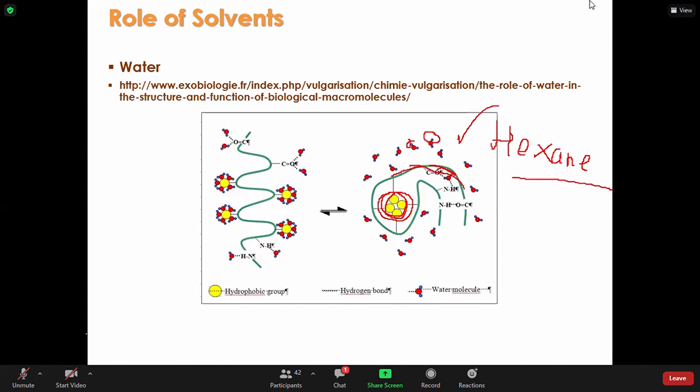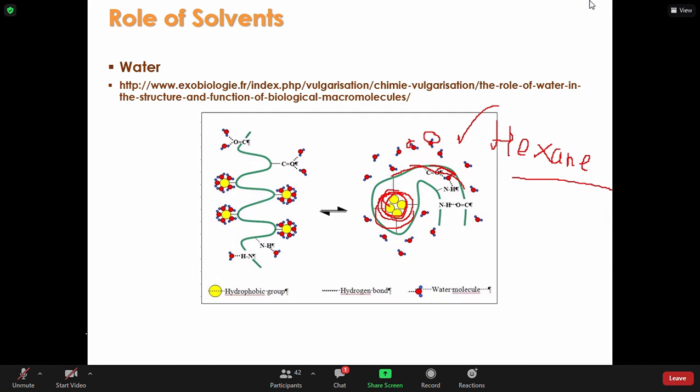Yes, the hydrophobic group will be on the surface. Yeah, thank you. So this hydrophobic group, because hydrophobic groups like hexane, right? And hydrophilic groups don't like hexane. The structure will flip. The structure will flip. So basically you destroy the protein because the structure flips.